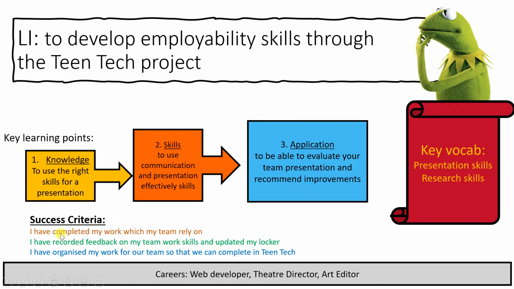So the criteria to make sure you've achieved today's lesson is making sure you've completed your work, because your team are going to rely on it. Record any feedback from your team for your work skills and update your locker. So there's the locker on start profile we need to look at. And organise your work for your team so that you can complete the team tech preparation.